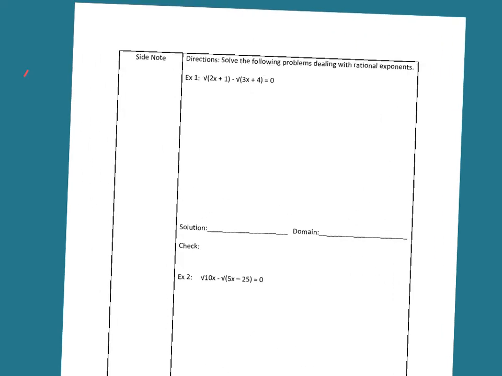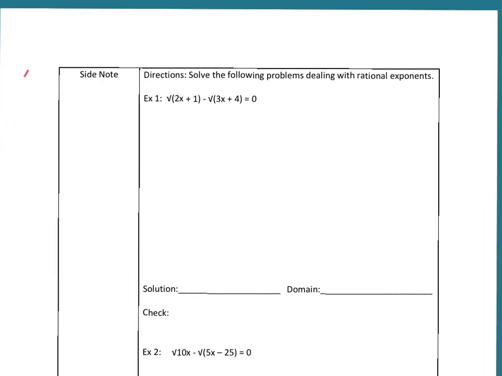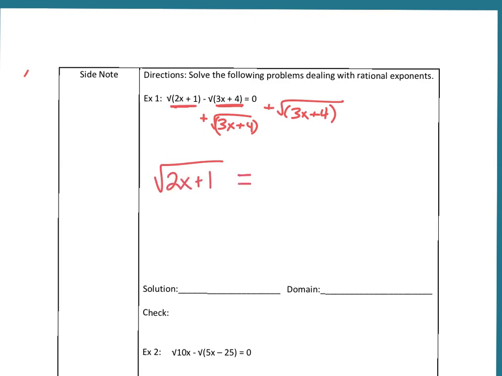Sure. So, example 1. What I've got to do is get one root isolated on one side and one on the other. To do that, I'm just going to add this one over since it's negative. So I'm going to add it over to the other side. And when I do that, this is what I end up with. Square root of 2x plus 1 equals square root of 3x plus 4.